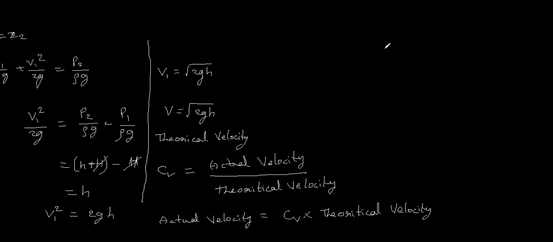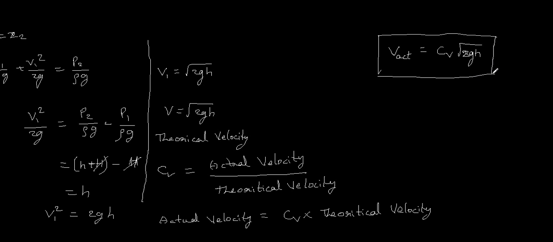Finally, the actual velocity V actual is equal to Cv into the theoretical velocity, which is the square root of 2gh. This is the final equation for finding the actual velocity by considering the losses. Like this we can derive the equation for the velocity with reference to the Pitot tube, which is used for finding the velocity of flow only.